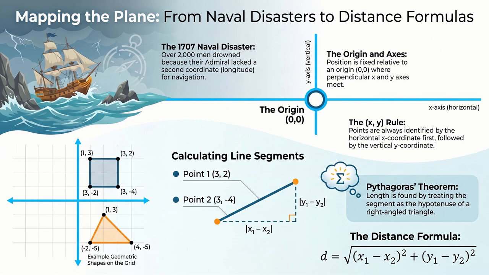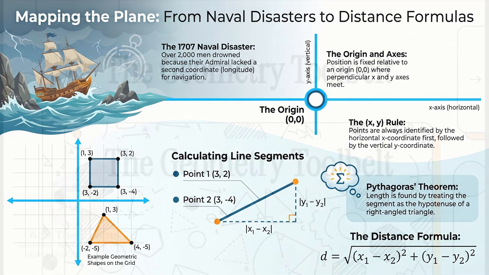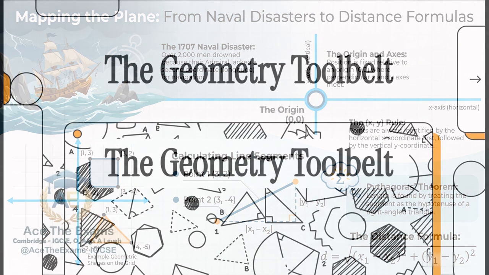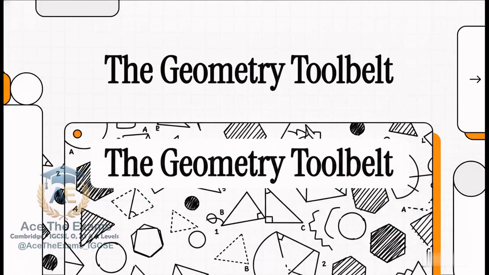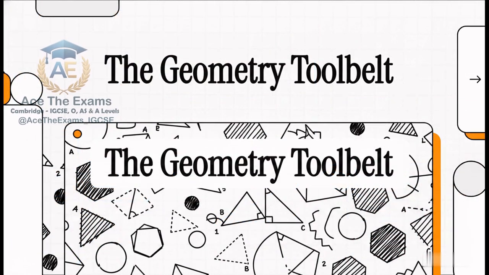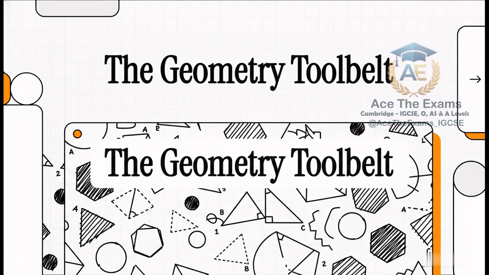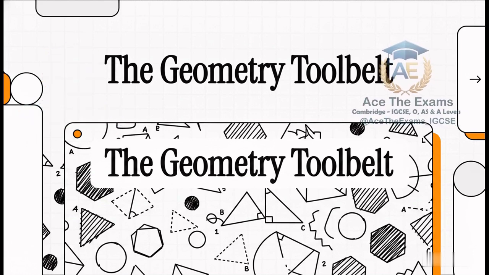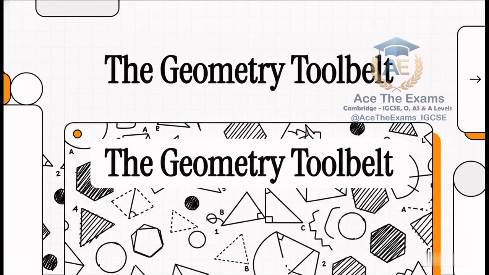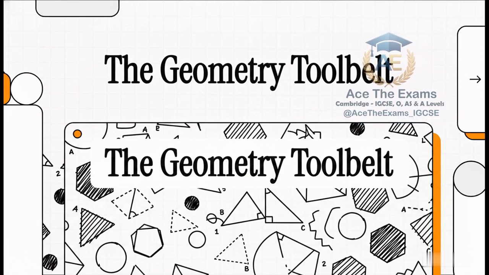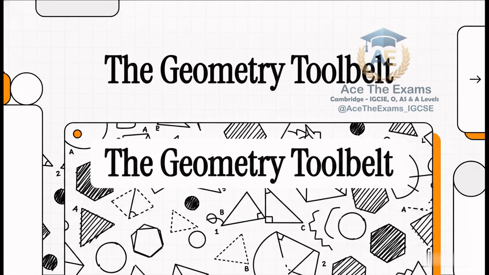Welcome to this explainer. Okay, let's dive right into this fascinating geometry tool belt and see exactly how simple rules built complex shapes. Now, if you are sitting down for a Cambridge mathematics paper, whether that is the 0580, the 0606, the 4024, the 4037, or even the 4040 syllabus, you need to approach it like a chess grandmaster.